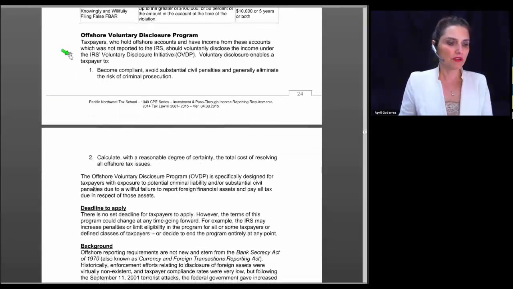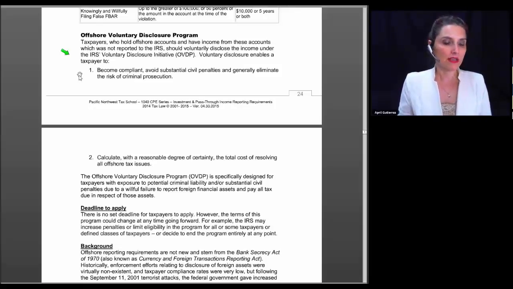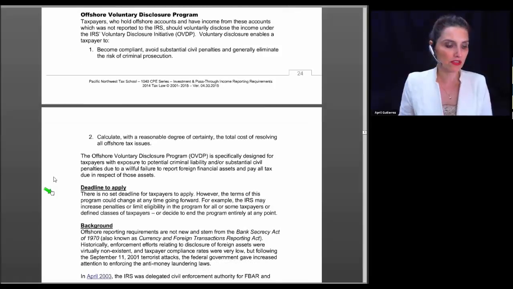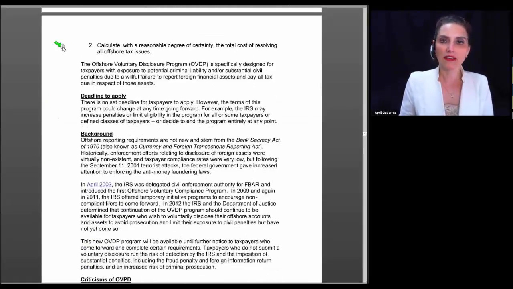And taxpayers who hold offshore accounts and have income from these accounts that was not reported to the IRS should go out of their way to voluntarily disclose the fact that they have not been reporting these accounts to become compliant. And voluntary disclosure enables the taxpayer to become compliant, avoid substantial civil penalties, and generally eliminate the risk of criminal prosecution. Also, it allows them to calculate with a reasonable degree of certainty the total cost of resolving all offshore issues.